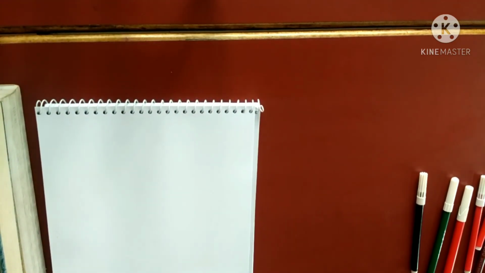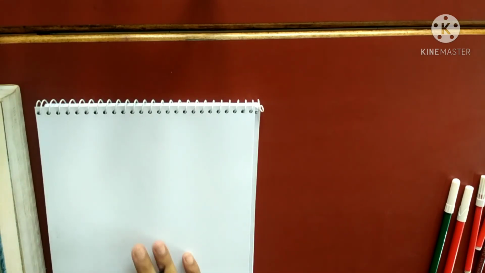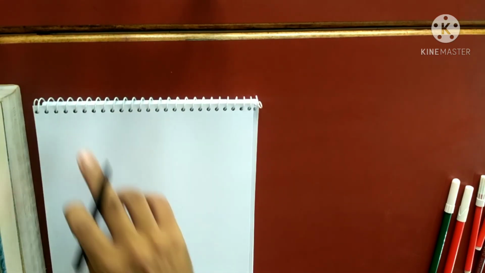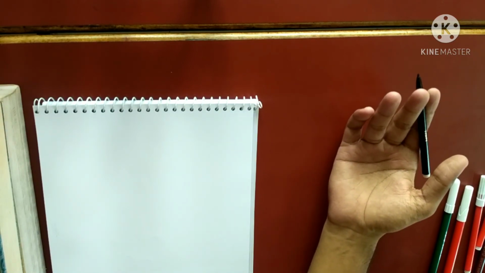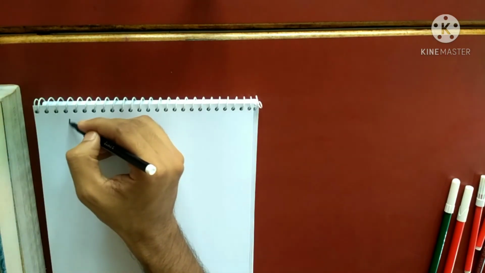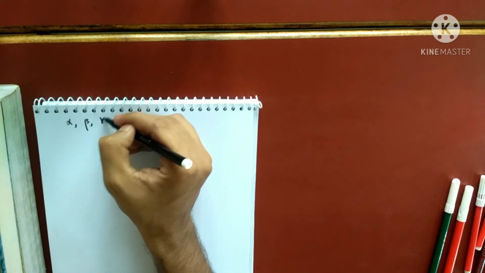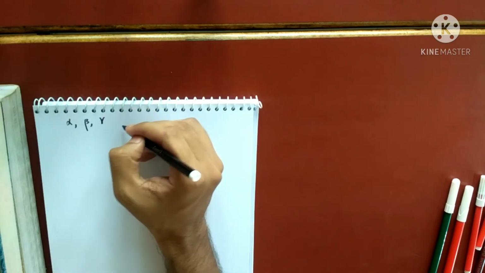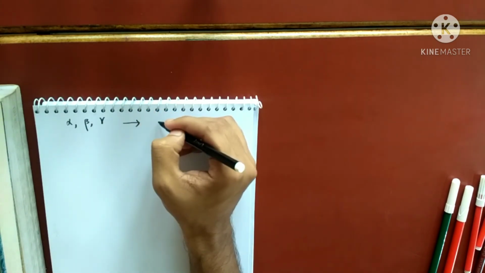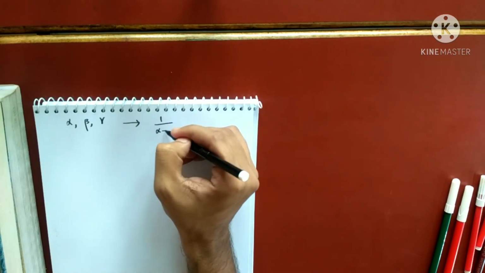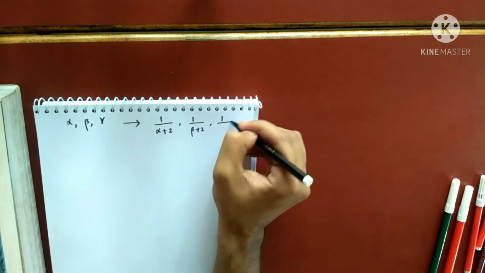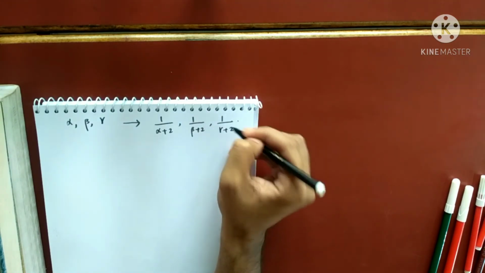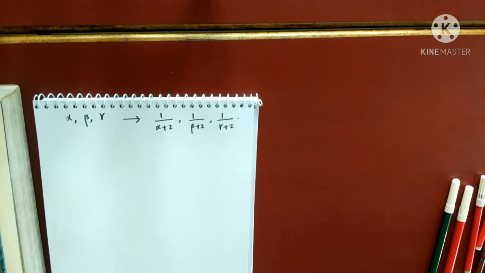I'd just like to add something. Suppose you have some equation whose roots are alpha 1, alpha 2, alpha n, or suppose I have an equation whose roots are alpha, beta, gamma. I want to get an equation whose roots are 1 by alpha plus 2, 1 by beta plus 2, 1 by gamma plus 2. What will we do? Can anybody tell me what to do?